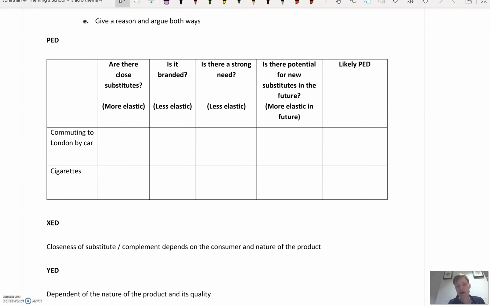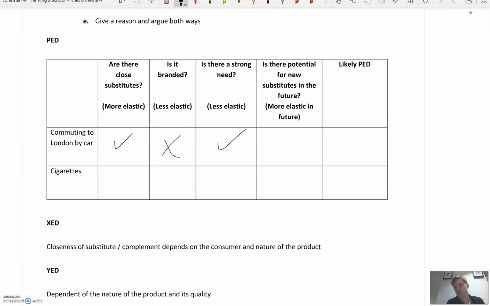Commuting to London by car, are there close substitutes? Well, yes, there are. There's a train. For most people, that would be considered to be a close or even better substitute. Is it branded? No. That means that it's going to be a lot more elastic as a result. Is there a strong need? Well, yes, absolutely. I really need to get to work, and London is where high-wage jobs are located.